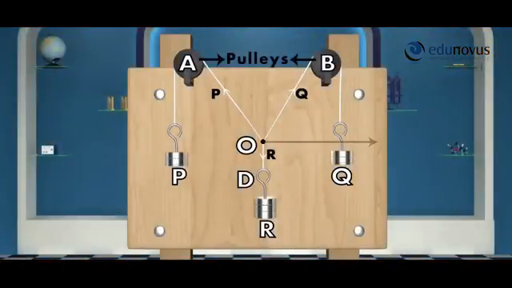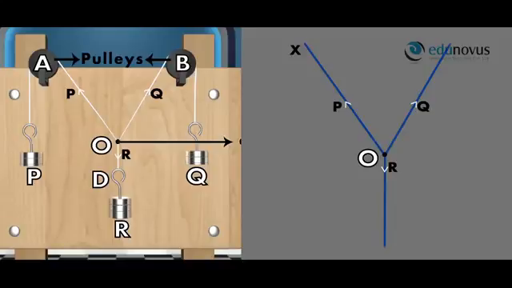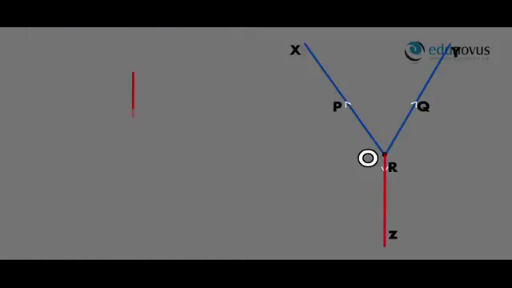Here, P, Q and R are 3 coplanar forces acting at point O. By drawing lines parallel to the forces OP, OQ and OR, a triangle ABC is formed. The sides of the triangle ABC, which is P, Q and R, represent the forces OP, OQ and OR.